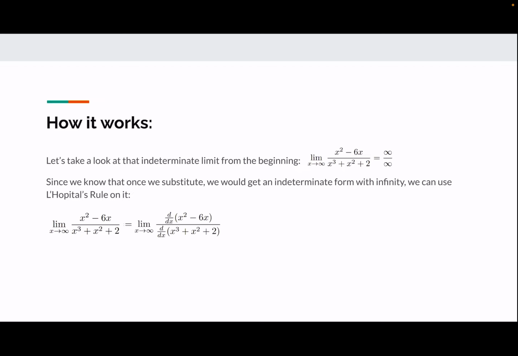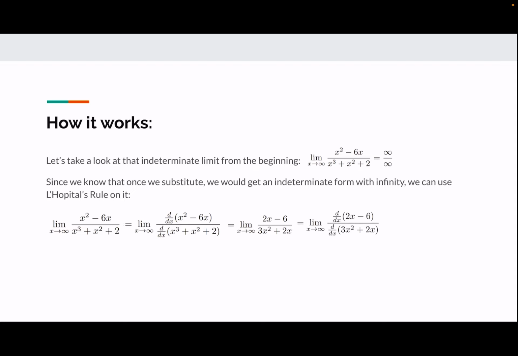Here I've taken the derivative of the numerator and denominator. And we can see that that simplifies down to 2x minus 6 over 3x squared plus 2x. Hopefully that makes sense. That was a pretty simple derivative to take. Now, I'm going to take the derivative again, because if we plug in infinity here, we would still get the numerator tending to infinity and the denominator tending to infinity. So that also meets the rule for an indeterminate form. So we have to just take L'Hopital's rule again, just take the derivative again.